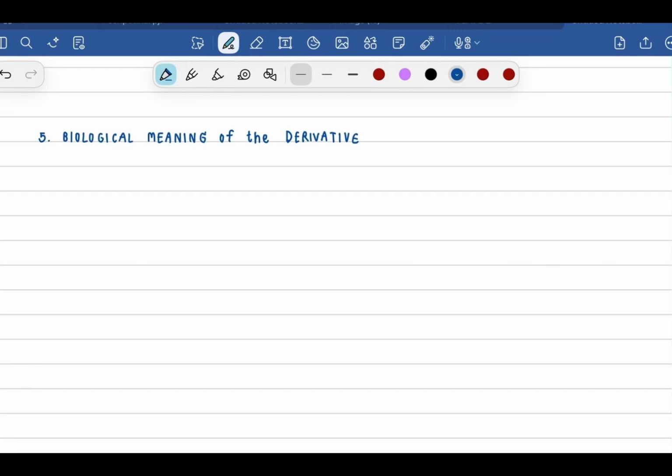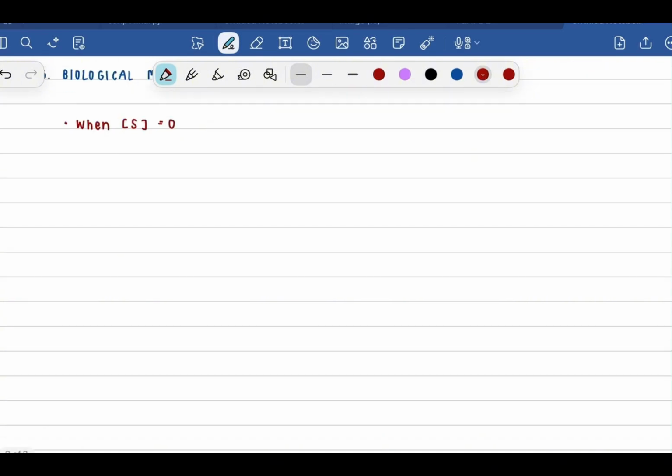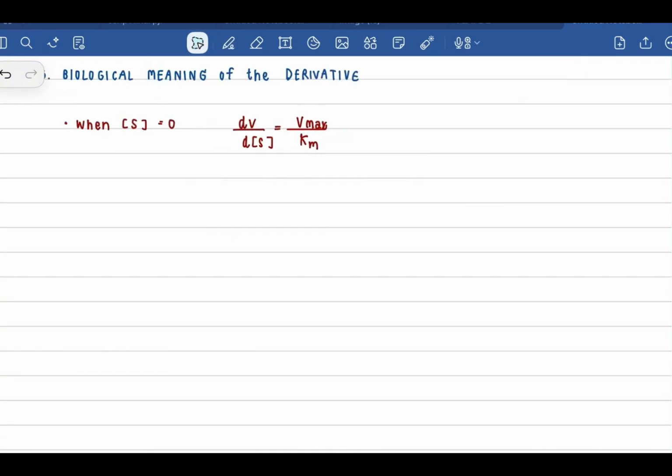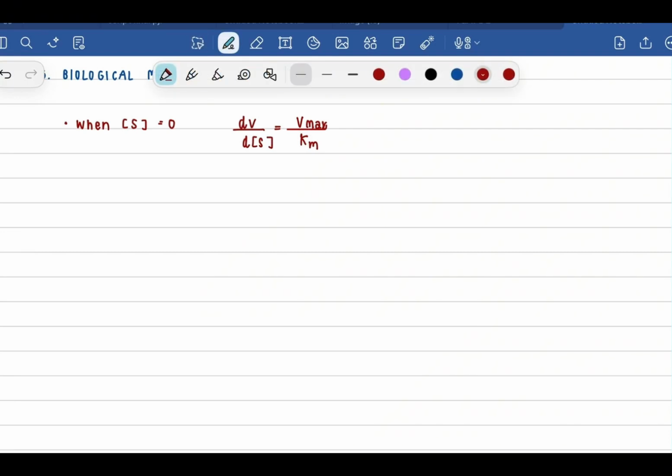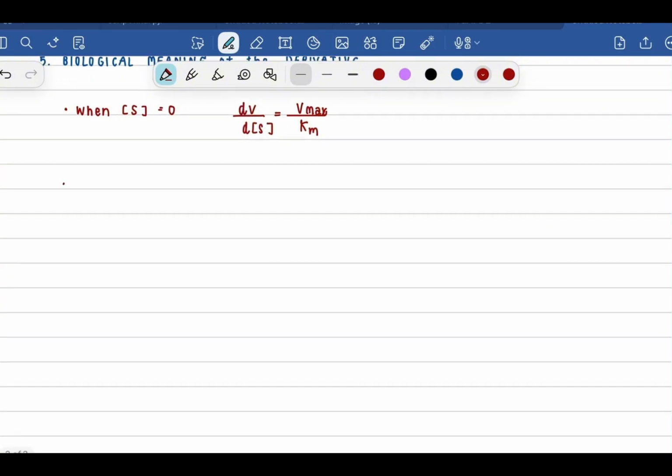Okay, next, the biological meaning of the derivative. This part is very important in biology. When S equals 0, dV/dS equals Vmax divided by Km. This is the maximum sensitivity. Adding substrate increases the reaction speed the most.